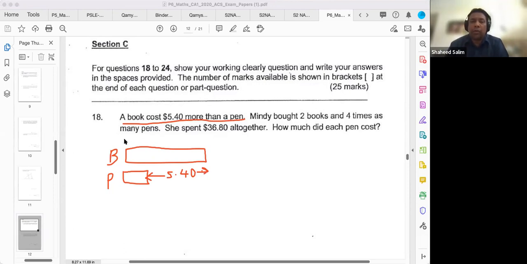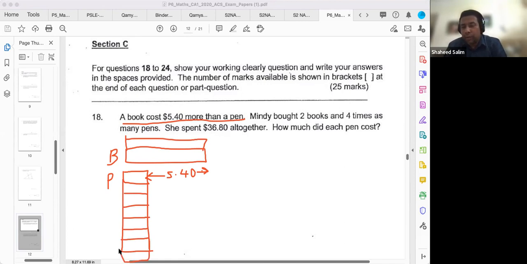So you see, bought 2 books, I draw 2 down here. And then 4 times 2 is 8, and we bought 8 of this. So I draw 8 of this. This one you understand or not? So I can also cut here, right? So this is 5.40, this is 5.40. All together, how much? This 5.40 times 2, right?